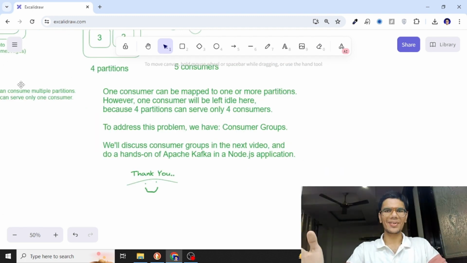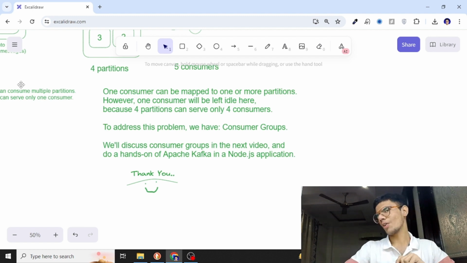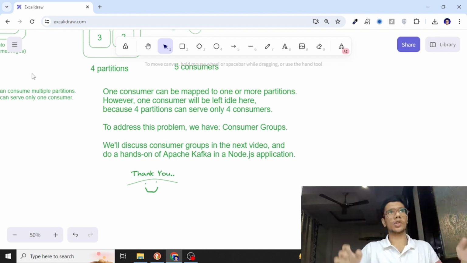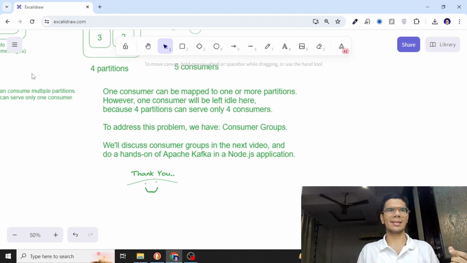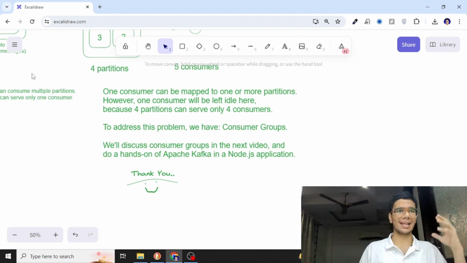So let's conclude today's learnings. Today we discussed what Apache Kafka is, what problem it solves, why databases were insufficient, and what Apache Kafka brings to the table, its high-level architecture, its working and functionality. We discussed towards the end that there is an issue: one consumer can consume multiple partitions, but one partition can serve only one consumer. We have something to deal with that as well, an arrangement called consumer groups, and we'll be discussing that in the next video.